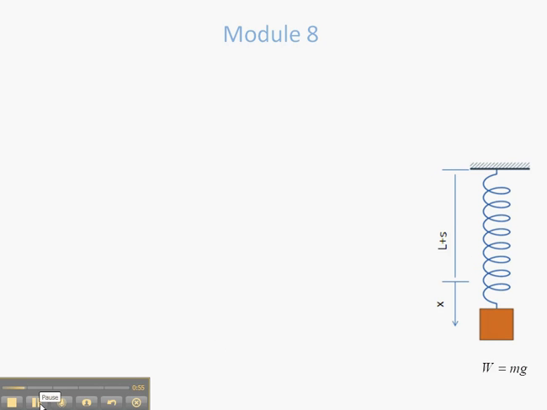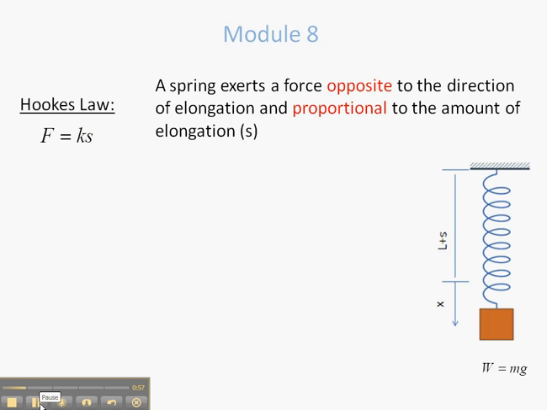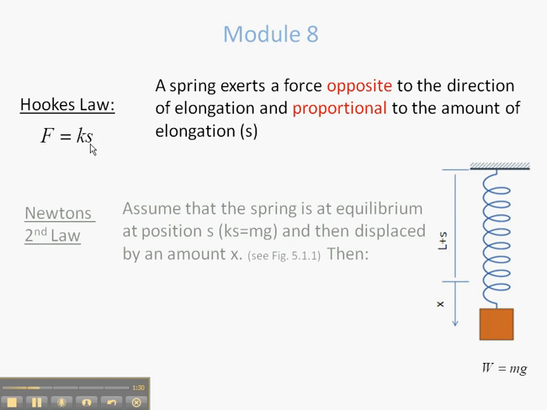Okay, now the law that we're going to use to begin modeling our differential equation is Hooke's law, and this one says that a spring will exert a force opposite to the direction of elongation. So the direction of elongation now is downwards, so a spring will exert a force upwards in our case here, proportional to the amount of elongation. And so that gives us that the force is some k times s, where s is the amount of elongation and k is some constant of proportionality.